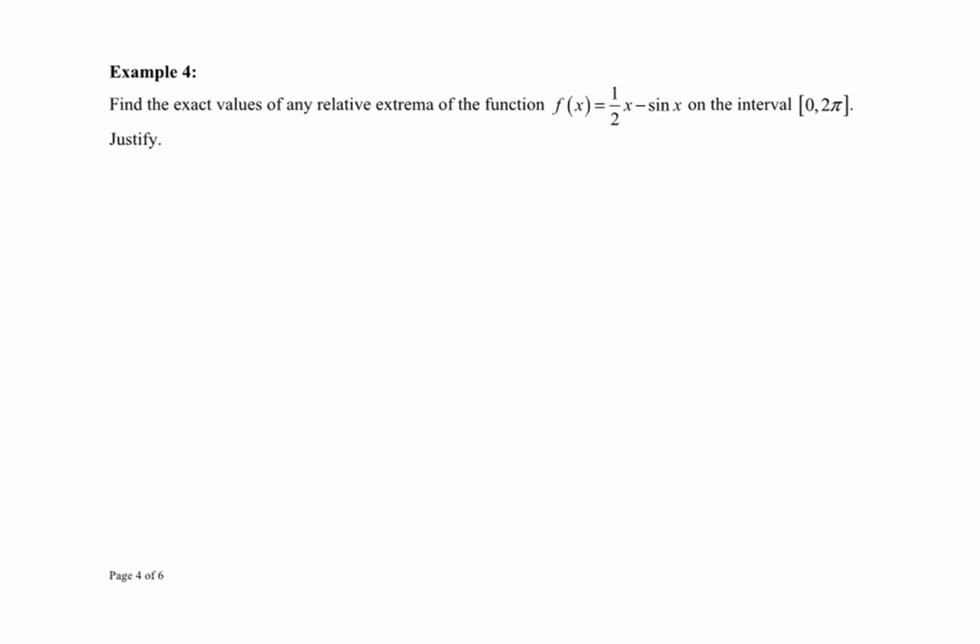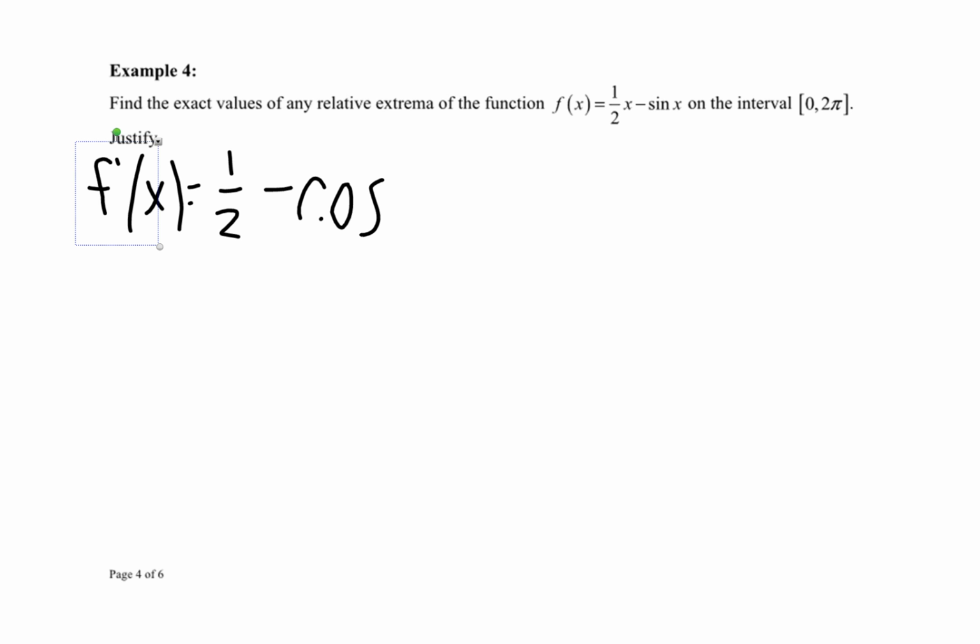All right, last example. We have to find the relative extrema of this function and justify it. So we need our critical values. Take the derivative, 1/2 x minus cosine x. Figure out where that equals 0.